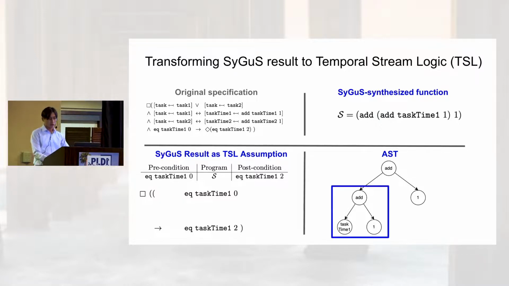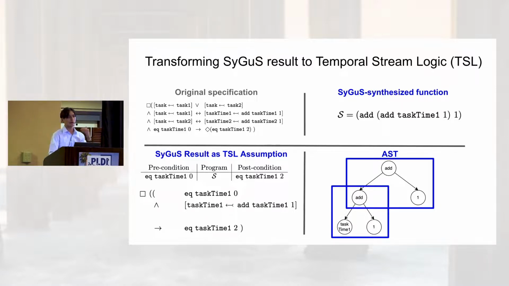The first level is quite simple. You're just adding 1 to task time 1. And you can write that down in the syntax and semantics of TSL. What's more interesting is the next level of the AST, where we add 1 again. But we note that here, we started from 0, we've added 1, and on the next step, we're adding 1 again. So we need to somehow capture the depth of the AST that we have there. And we do that by using the temporal operator next, which is signified by that little circle over there, which means something is happening on the next step.